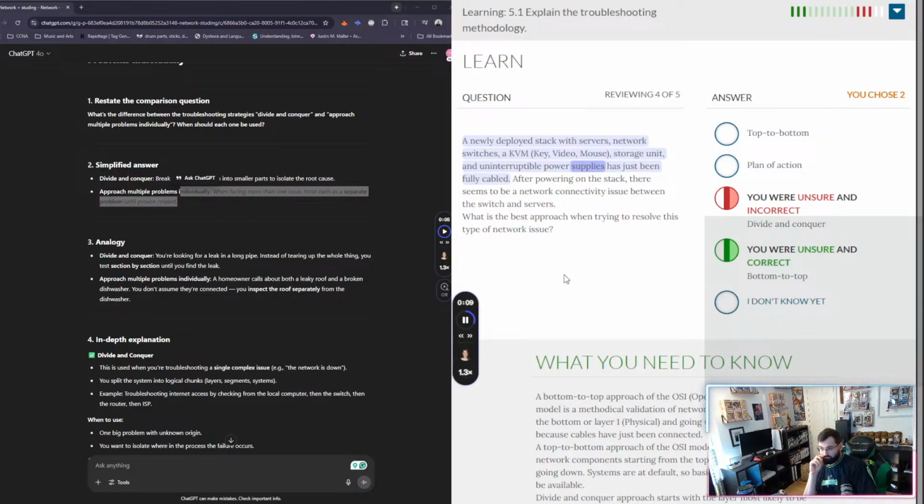Okay. A newly deployed stack with servers, network switches, a KVM (keyboard, video, mouse), storage unit, and uninterruptible power supplies has just been fully cabled. After powering on the stack, there seems to be a network connectivity issue between the switch and servers. What is the best approach when trying to resolve this type of network issue? So then it would be a bottom up.